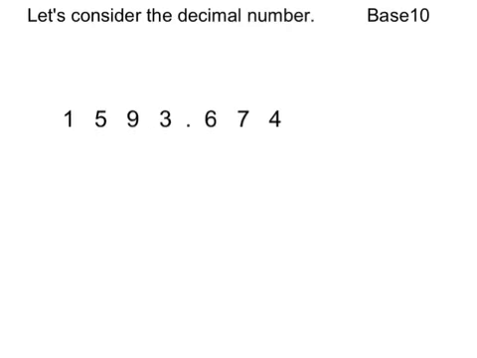Let's consider the decimal number 1593.674. Because this number is base 10, each position within the number represents a power of 10, just as follows. 3 is in the units, or the 10 to the 0 position. 9 is in the tens position, 10 to the power of 1. 5 is in the hundreds position, 10 to the power of 2. 1 is in the thousands position, 10 to the power of 3.